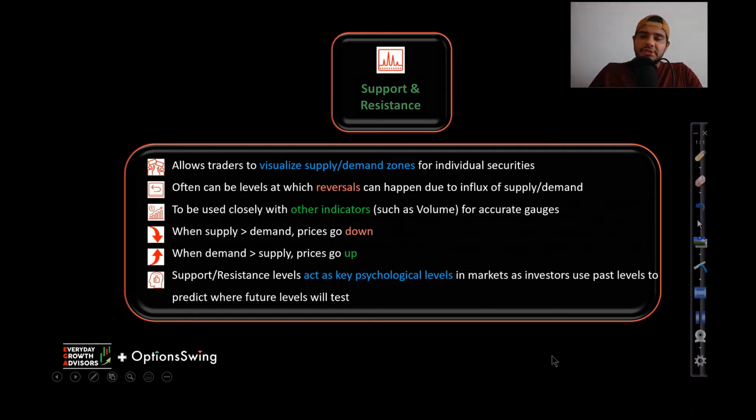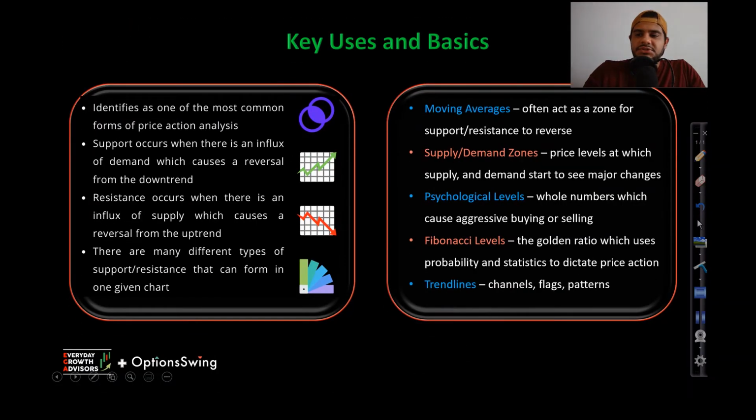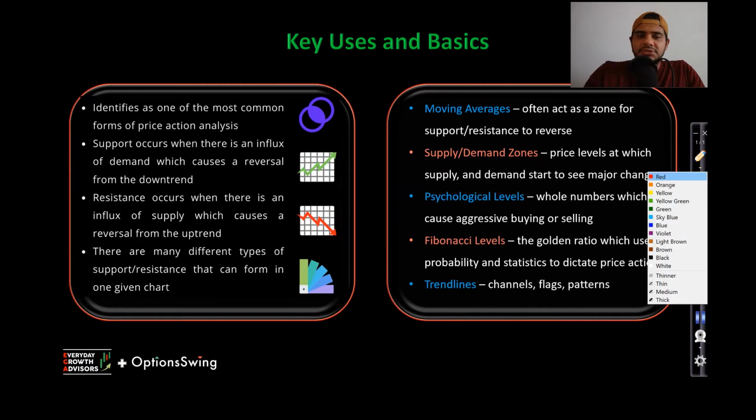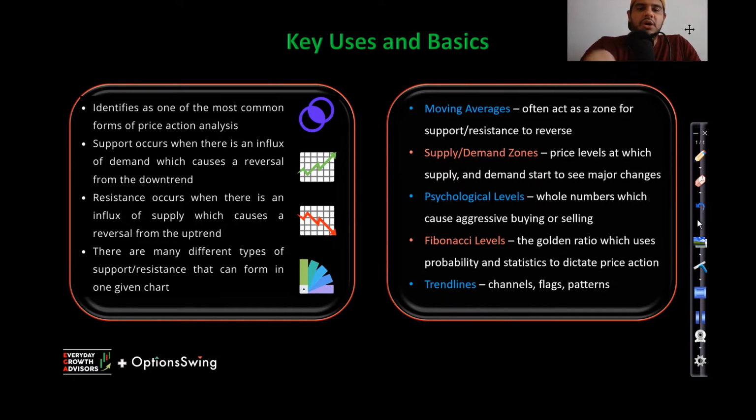The last thing to know is that support and resistance levels act as a psychological level for markets most of the time, and these usually occur at special levels. I'll get into that later. All right, so getting into this, here are the key uses and the basics. We use supply and demand as the most common form of analysis. It's probably one of the most used across all technical analysis.